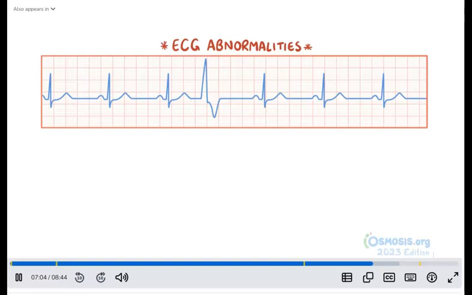Next, you could check for changes in the sequence of the waves, most often involving the two depolarization waves, the P wave and the QRS complex. You can look to make sure that there's a P wave before every QRS complex, as well as a QRS complex after every P wave.